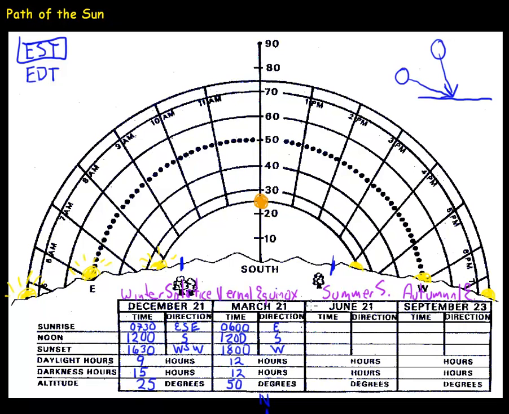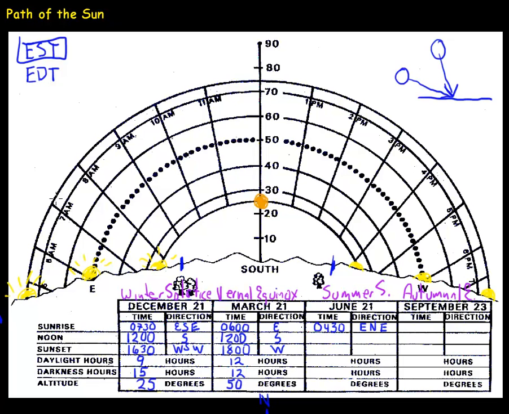The sun rises at 04:30. What direction? It's on the north side of east. Northeast would be there. It's actually on the east side of northeast. So it's going to rise at east, north, east.